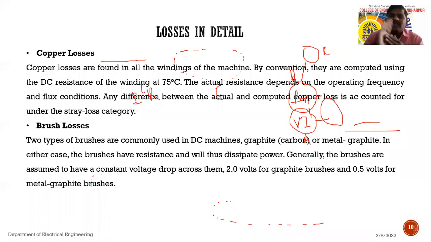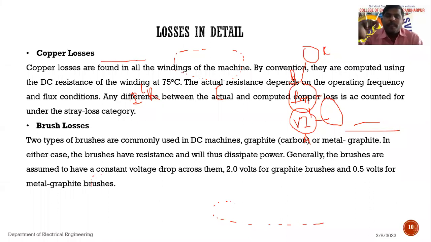As we know, the brush DC motor has a slip ring. On that slip ring, some brushes are placed. The brushes are pressed against the slip ring, as we have seen in the construction. In a DC generator, the brushes collect the current from the armature, and in a DC motor they are used to feed the current, that means to give the supply to the winding.